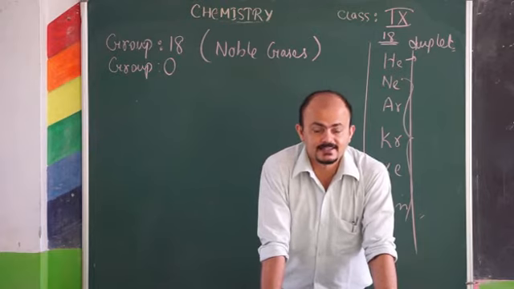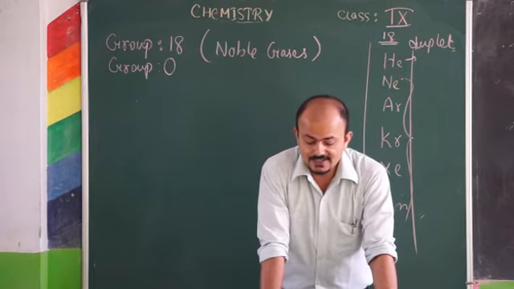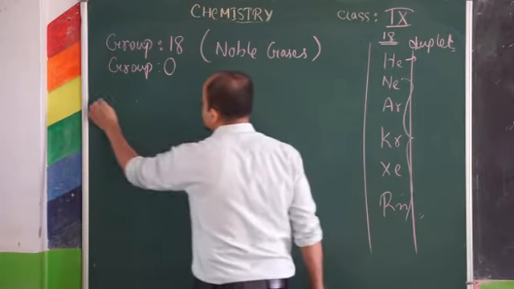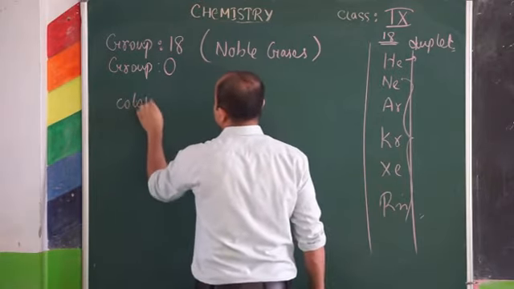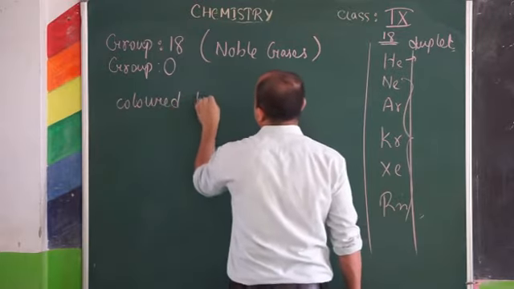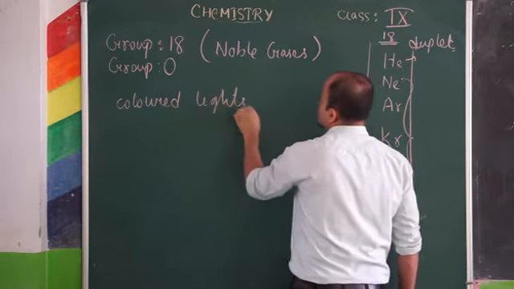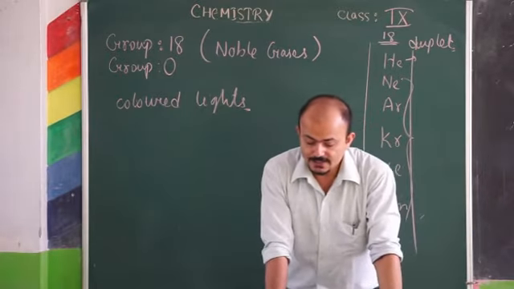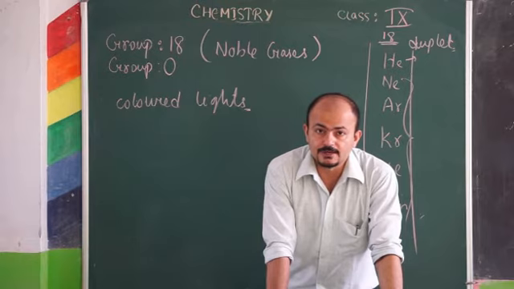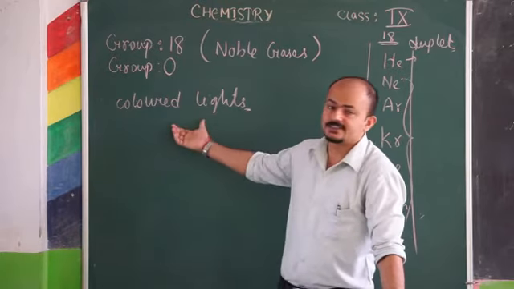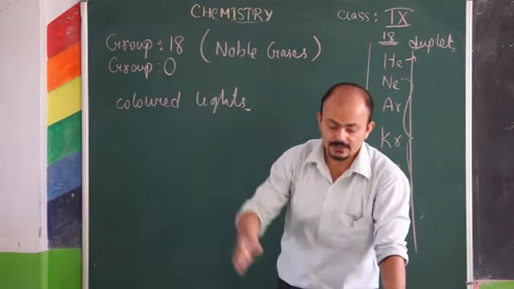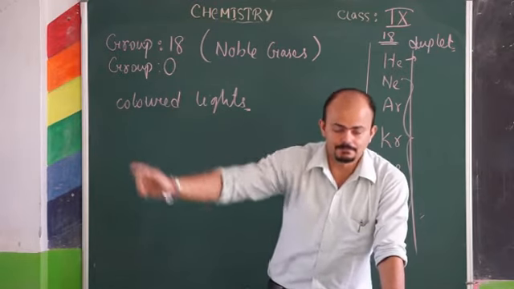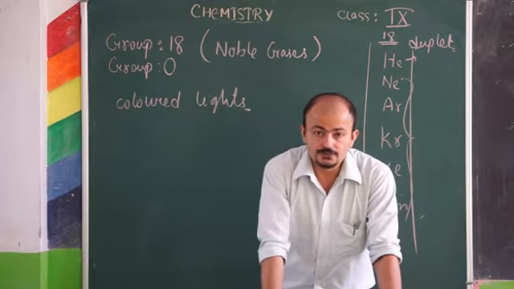Where are these gases used? These gases emit colored lights. When an electric discharge is passed through them, they give you colored lights. Because of this, they are used for advertisement. We have seen this in the shops.